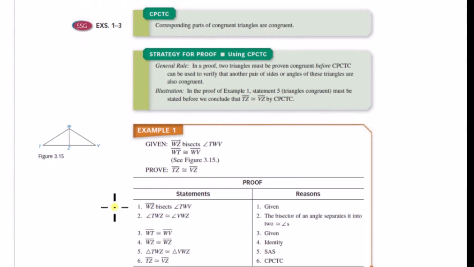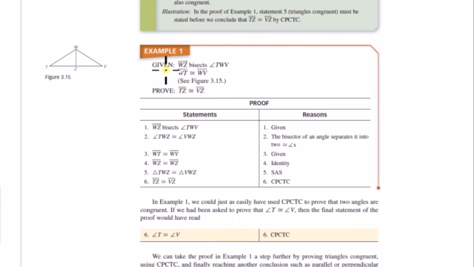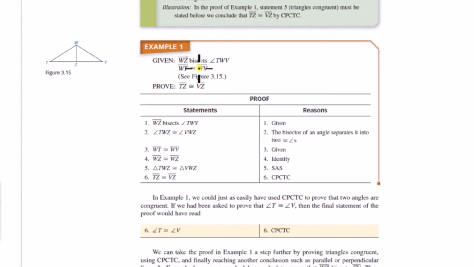So yeah, if we come to this example here, it says, given that WZ bisects angle TWV, okay, so WZ bisects angle TWV. So what they're saying there is that these two angles are congruent. Okay, WT is congruent to WV, so these two side lengths are congruent. Okay, so with that, prove that segment TZ is congruent to segment VZ.